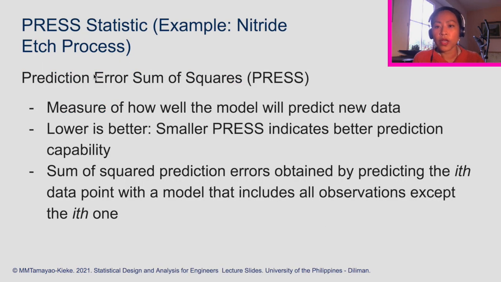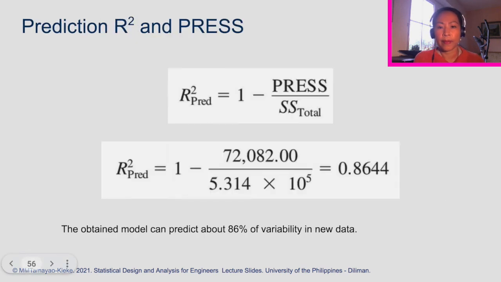We also have what we call the PRESS statistic, or the prediction error sum of squares. This is basically a measure of how well the model will predict new data. And the lower PRESS, the better. So smaller PRESS indicates better prediction capability. And the sum of squared prediction errors obtained by predicting the ith data point with a model that includes all observations except the ith one is basically how you compute for the PRESS.